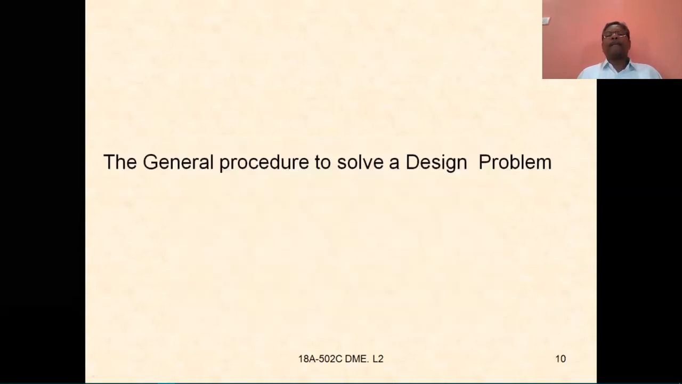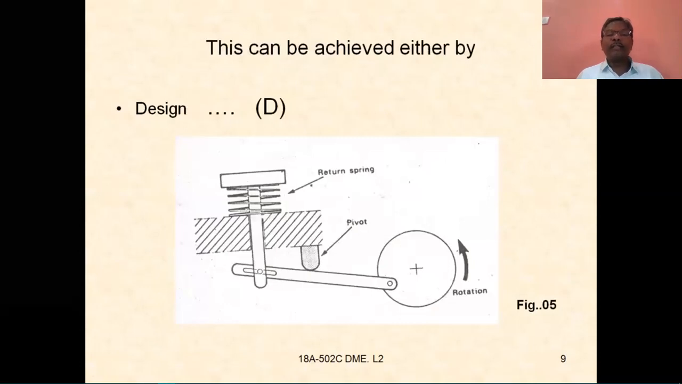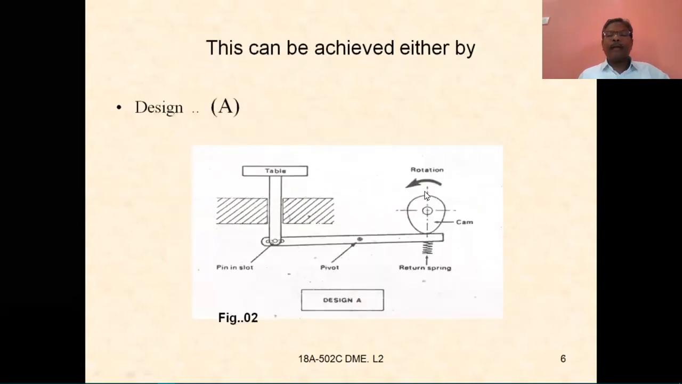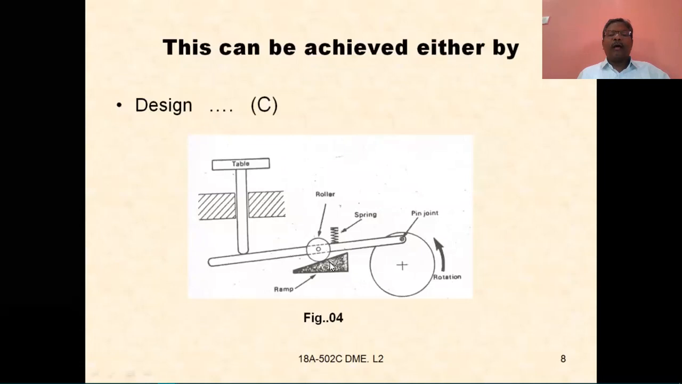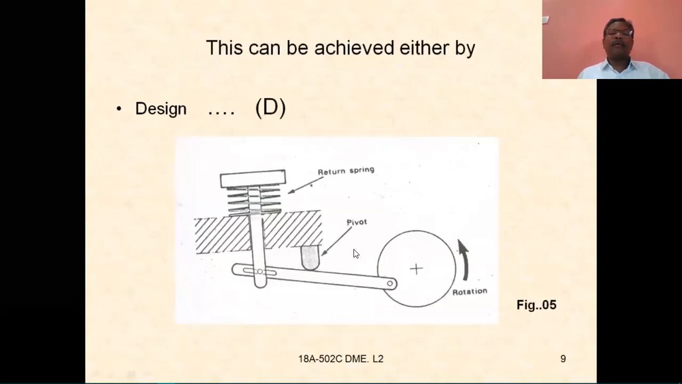These are the four solutions for this simple mechanism. That means to get one motion, we have four solutions. Number one is the cam mechanism with pivot and arm. Next is the crank, arm, pin mechanism. Next is the ram, crank, roller and arm mechanism. And the last is the pivot, crank and arm mechanism with a spring for the table, which returns by the spring. These are the four solutions we have: design A, design B, design C, design D.